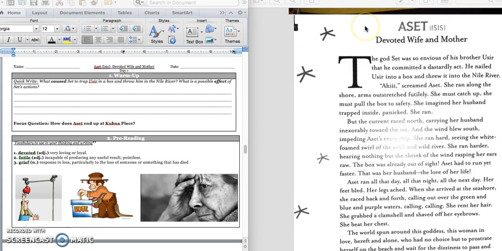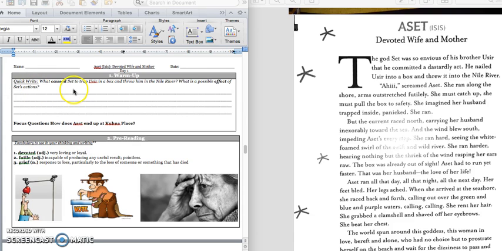We are going to learn about Aset or Isis, the devoted wife and mother. Today we're also going to talk about cause and effect, but we'll get to that in a minute. First, let's do a quick write.